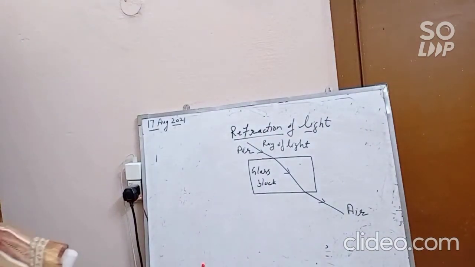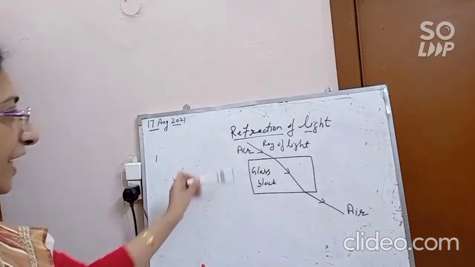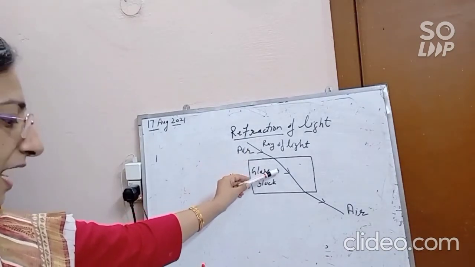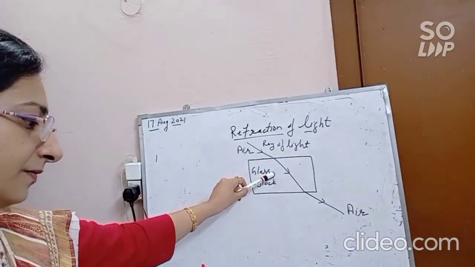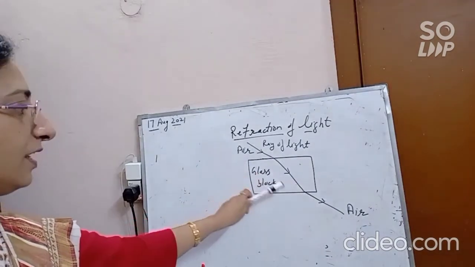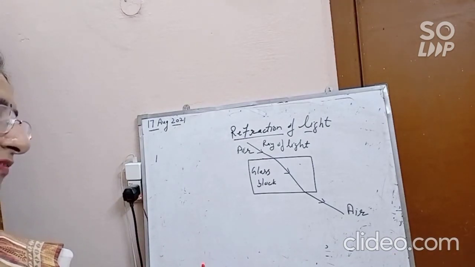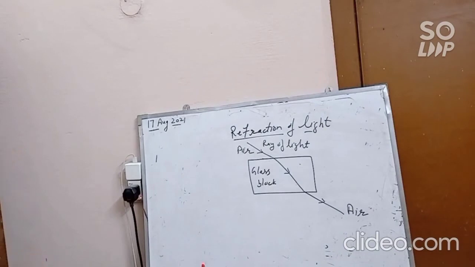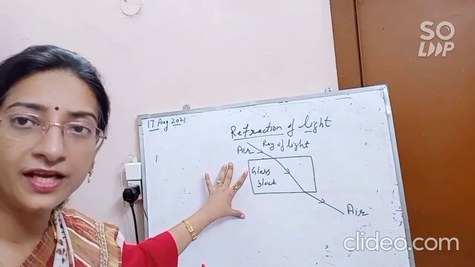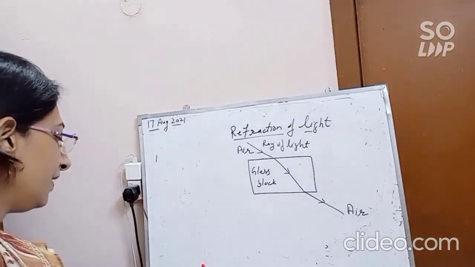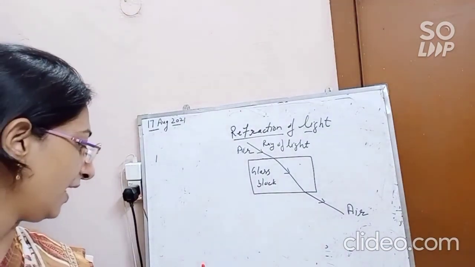So what is the basic definition of refraction of light? The change in the direction of light when it passes from one medium to another medium is called the refraction of light. The bending of light when it goes from one medium to another medium obliquely is called the refraction of light. This is known as refraction of light. Now we will discuss activity number 10.7, 10.8, 10.9 and 10.10.